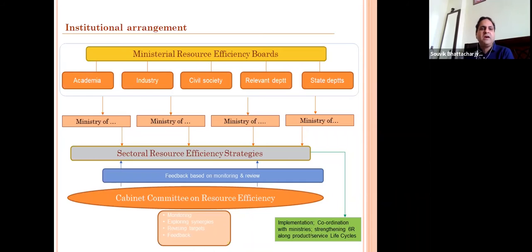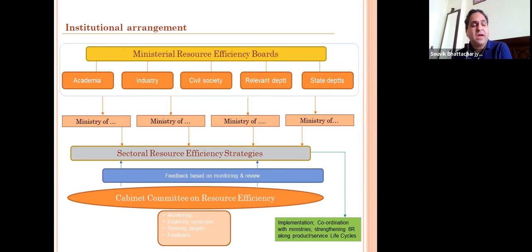And this is something which we were also discussing internally, and possibly ministerial resource efficiency boards are established. So each and every ministry has its own set of boards that are representative of the academia, industry, civil society, the relevant departments, including the state departments. And these boards are aligned to the different ministries. So say Ministry of Mines will have its own board. Then Ministry of Steel will have its own board. Ministry of Information Technology will have its own board, or Ministry of Heavy Industry will have its board. And they come up with their own sectoral strategies.